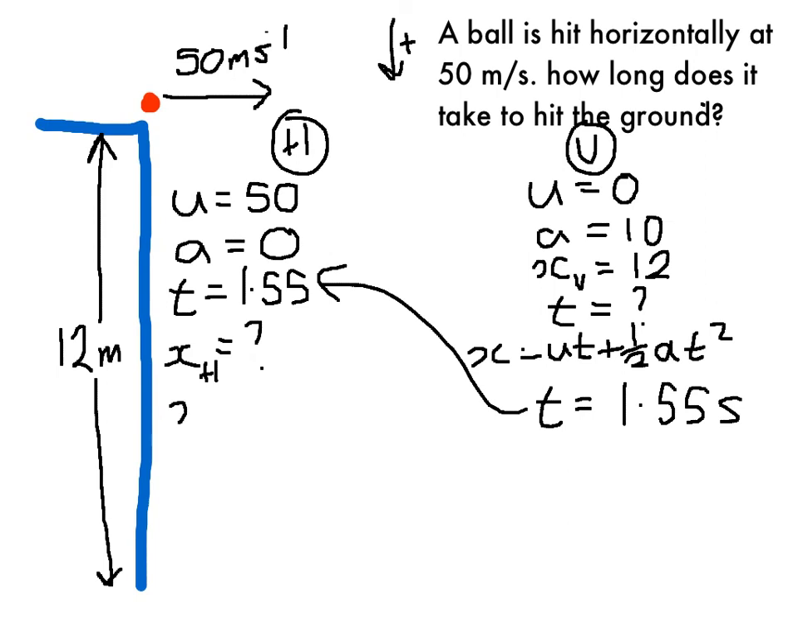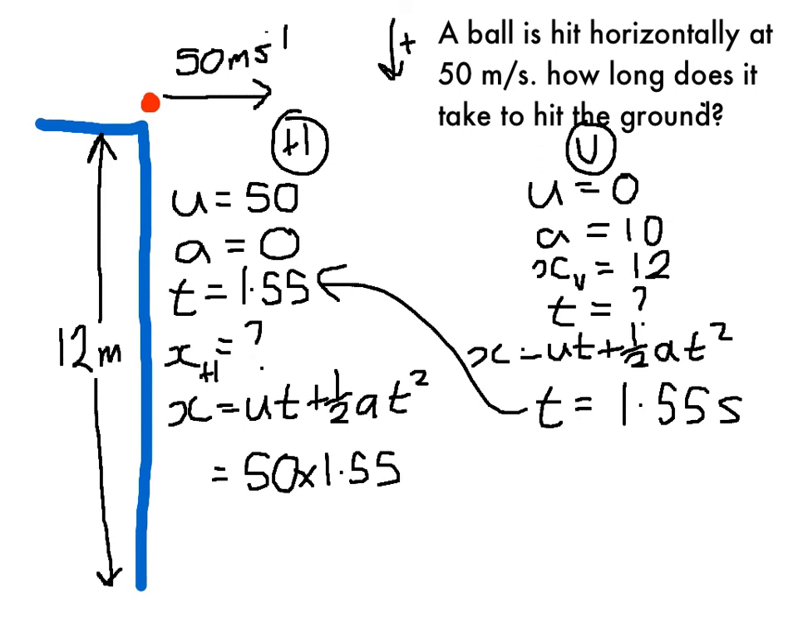So we're going to use the same equation, x equals ut plus 1/2 at squared. But luckily for us, acceleration is 0, and so this term goes to 0. And so what we're left with is x equals 50 times 1.55. And so we can see that the ball will land 77.5 metres from where it started. That was its horizontal displacement.